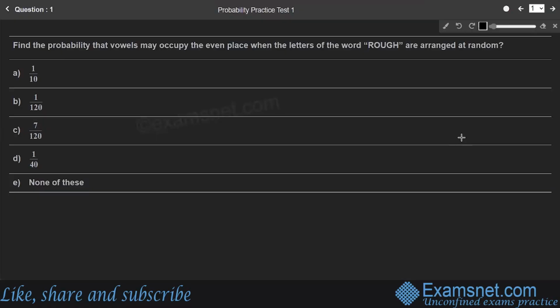Hello students. Today we are going to solve a few questions on probability. These questions are very important from the competitive examination point of view and also from the board examination point of view. So let's begin with question number 1.